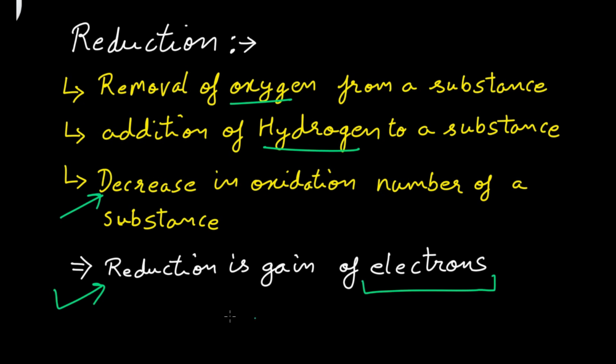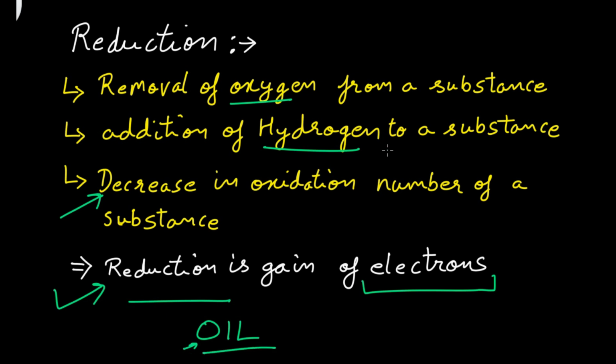There is no need to remember this definition because you already know OIL. If you know OIL, you will also know the reduction definition. Oxidation is loss, so simply reduction is gain of electrons, because oxidation and reduction are just opposite of each other, right? So if oxidation is loss of electrons, reduction is gain of electrons.